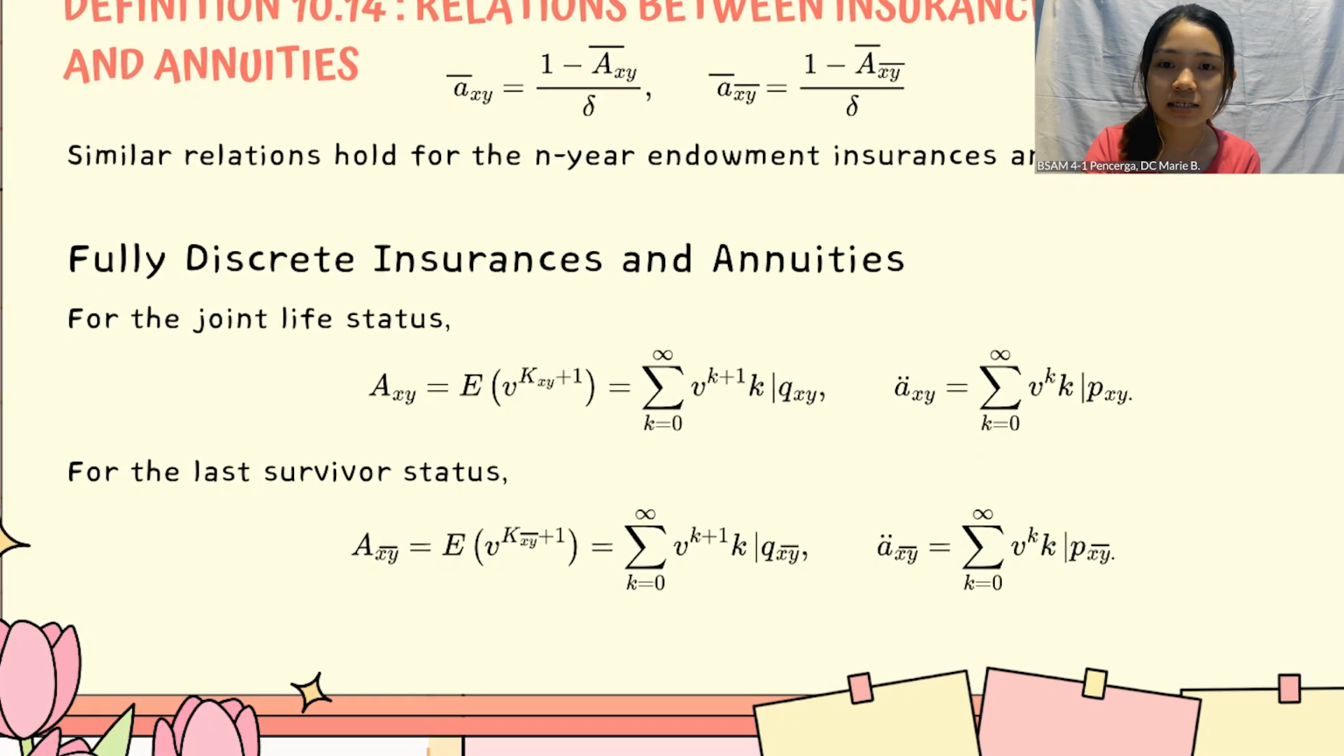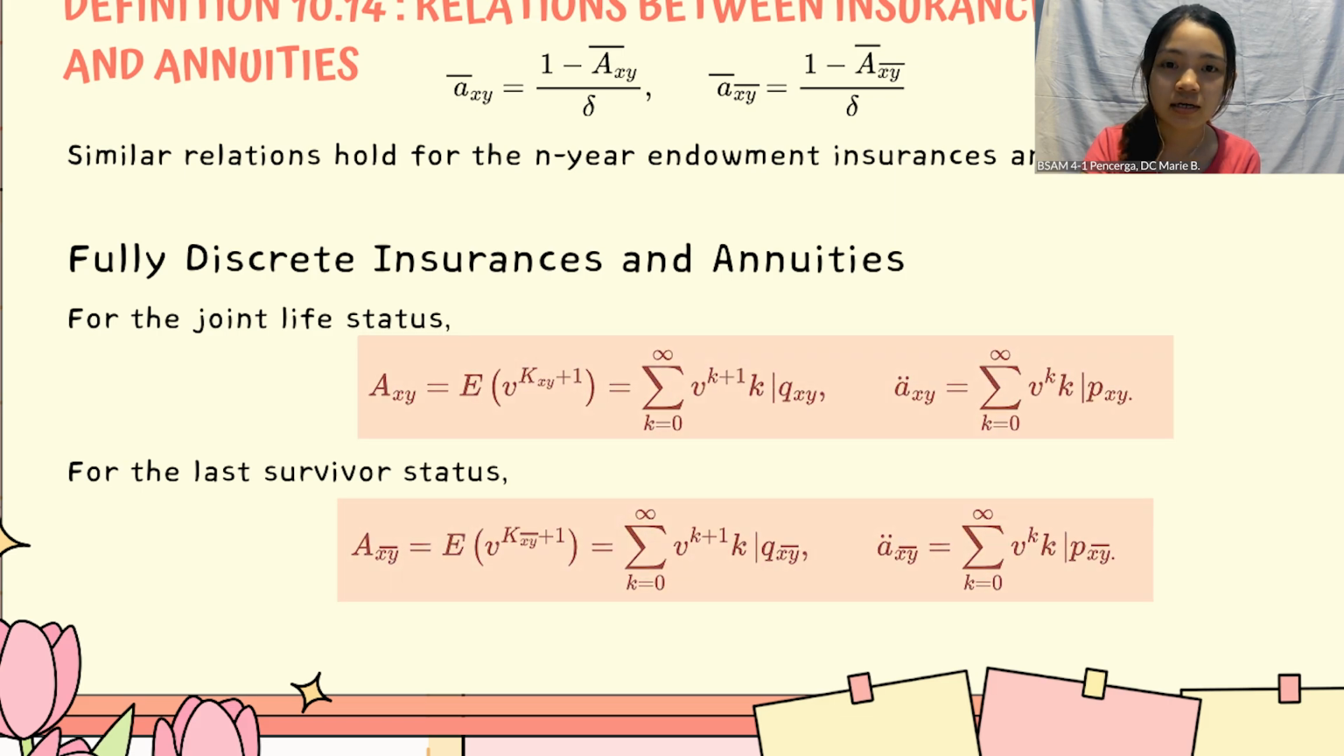Moving forward, let us also discuss the insurances and annuities for fully discrete multiple life cases. Here, we can see the format of equations for both joint life and last survivor status seems familiar as it follows the insurance and annuity equations of the single life cases. Only that, in joint life and last survivor status, we consider two lives.